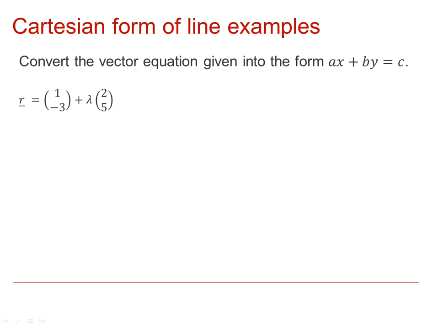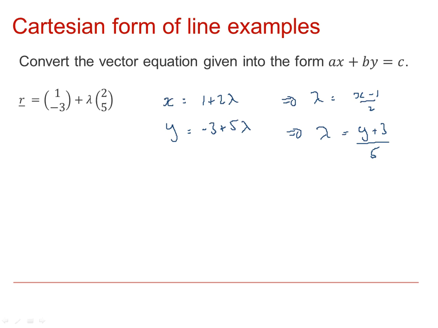So you can see here then that we've got the vector equation r is equal to (1, negative 3) plus lambda (2, 5). So from that then we can say that x must be equal to 1 plus 2 lambda, just equating the left hand side with the right hand side, and y is equal to minus 3 plus 5 lambda. The top one gives us lambda is equal to x minus 1 over 2, and the second one gives lambda is equal to y plus 3 divided by 5.